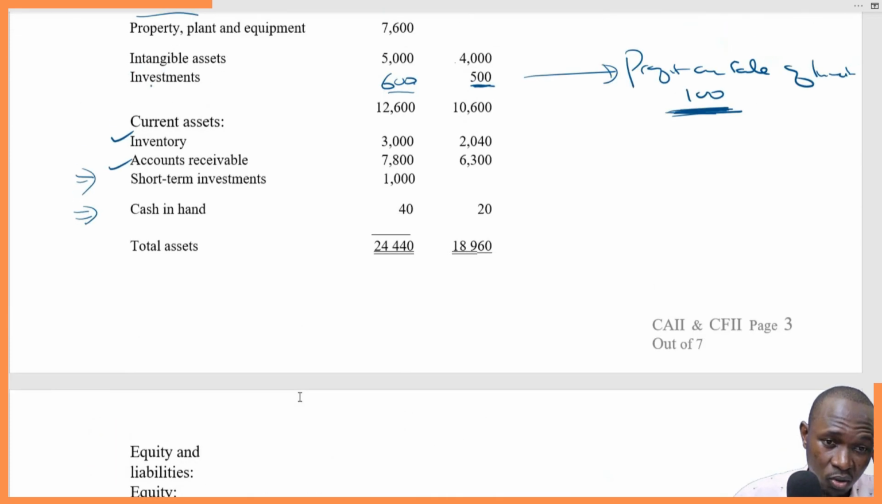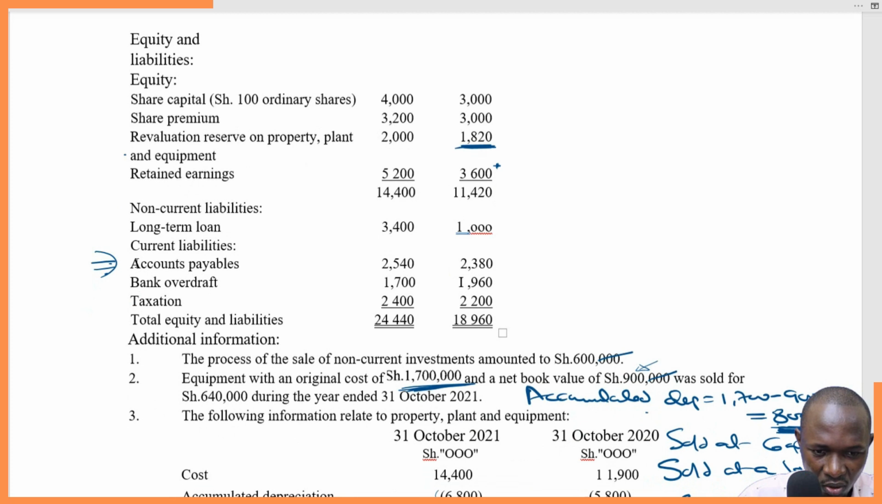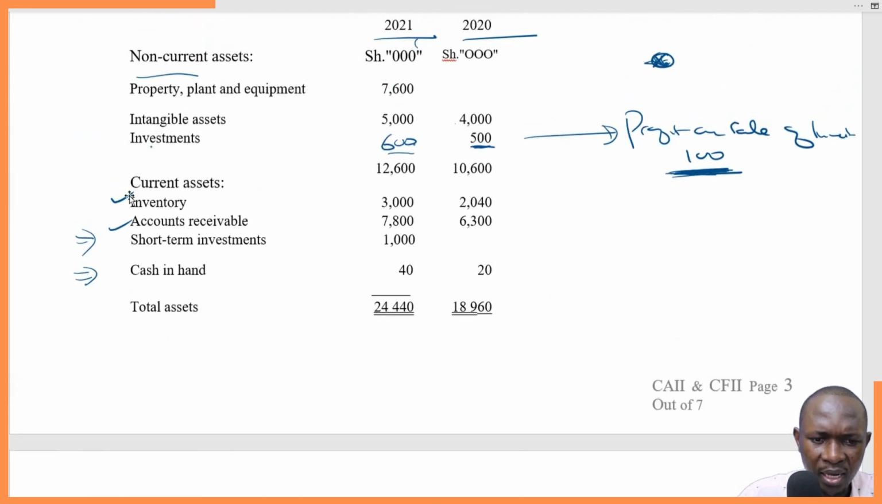Okay, so let's work with those three. We can already see that only three: taxation here, accounts payable, inventory, and accounts receivable. Those are the items that we are going to tackle here. So let's look at the changes.